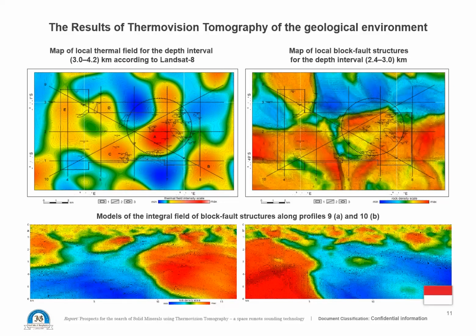5 local heat sources of different intensities are distinguished in the study area. Of greatest interest is Zone A, high priority, located at the intersection of two TVT profiles, 2 and 7. Zones B and C are of medium priority. Zones D and E have a low field intensity and the status is unknown prospects.